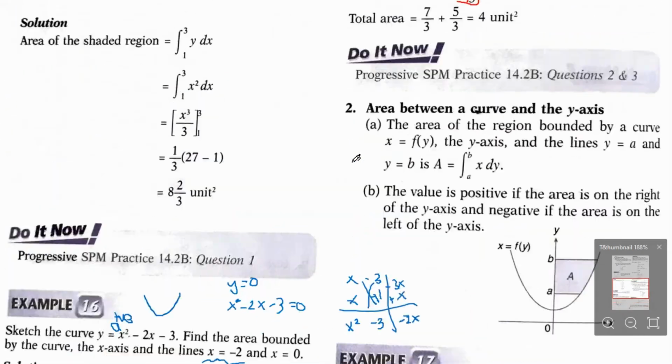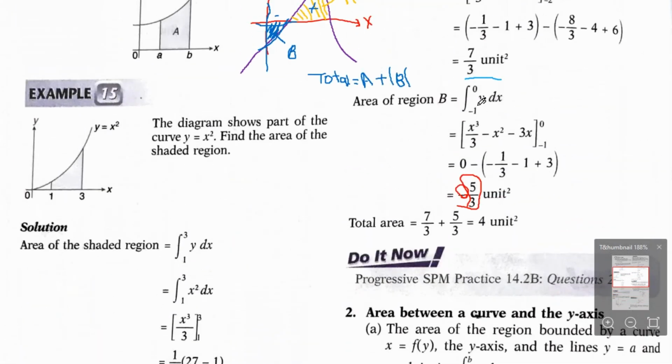So to find the area, we have to add these two together. But don't forget, this negative 5 over 3, we have to modulus it. So become positive 5 over 3. So the total area will be 7 over 3 plus 5 over 3. Then you will have 4 unit square.